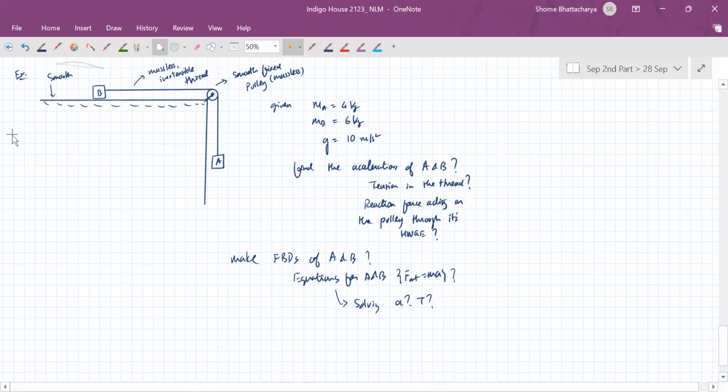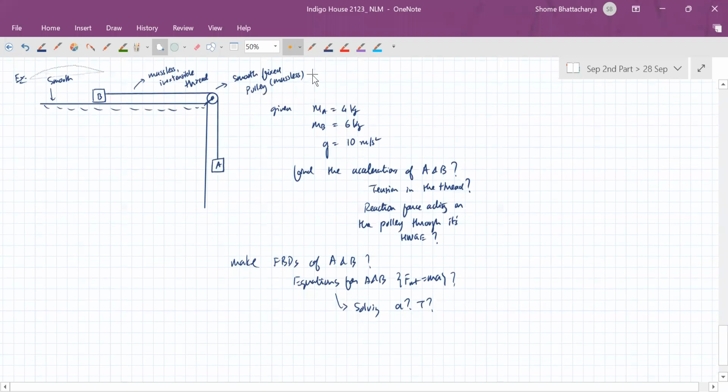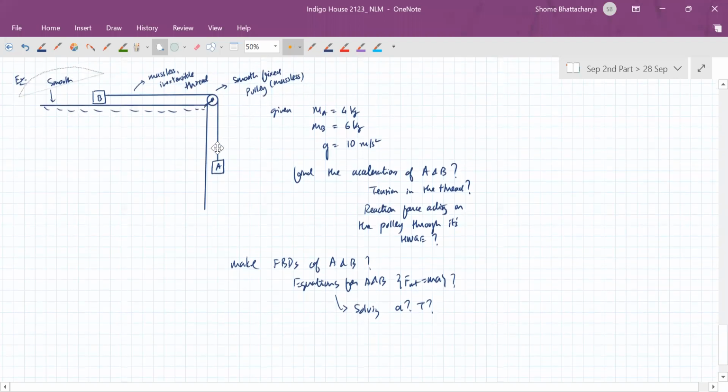Sir, what is that written, reaction force acting on a pulley through its? Hinge, hinge, hinge.